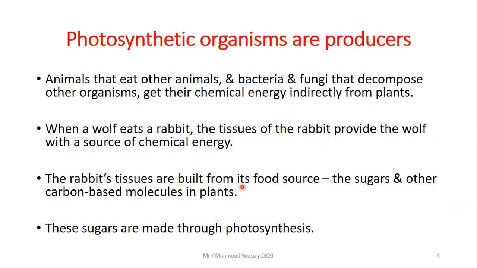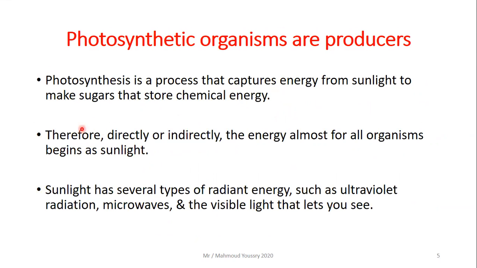The rabbit's tissues are built from its food source, the sugars and other carbon-based molecules in plants that the rabbit had eaten before it was caught by the wolf. These sugars are made through photosynthesis. Photosynthesis is a process that captures energy from sunlight to make sugars that store chemical energy. These are the molecules that store the chemical energy. Therefore, directly or indirectly, the energy for almost all organisms begins as sunlight.